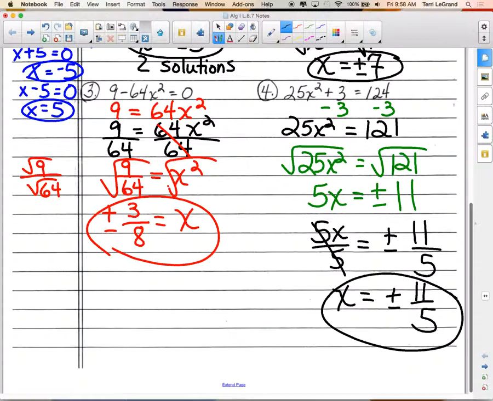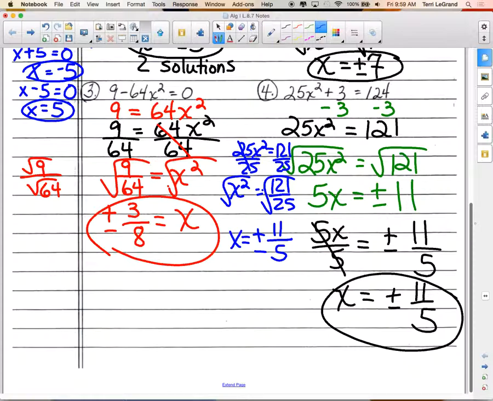Now, if we would have used the dividing by a method first, would we have gotten the same answer? We should. You can watch me check it out here. I would take both sides divided by 25, and that will give me an x squared equal to 121 over 25. Square root. What's the square root of 121? 11. What's the square root of 25? 5. Guess what? We get the same answer, don't we?